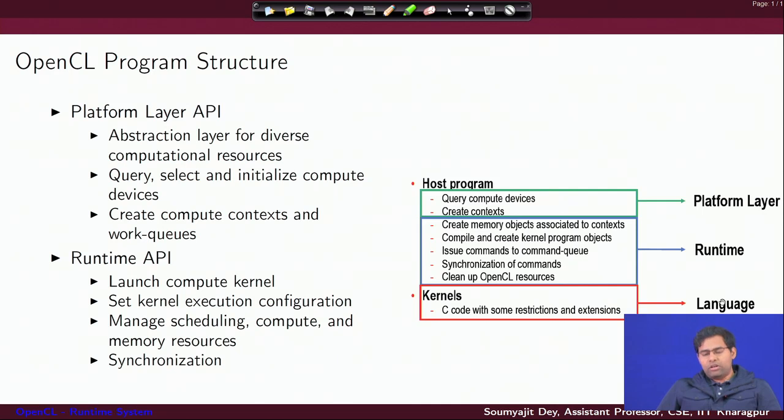So, this entire orchestration of compilation activity, memory object definition activity, command enqueuing activity, command execution activity, synchronization activities, and the final cleanup is managed by the OpenCL runtime system, based on the query of the platform and the creation of the context, which is supported by the platform layer. So, these are the different phases through which a typical OpenCL host program would go.